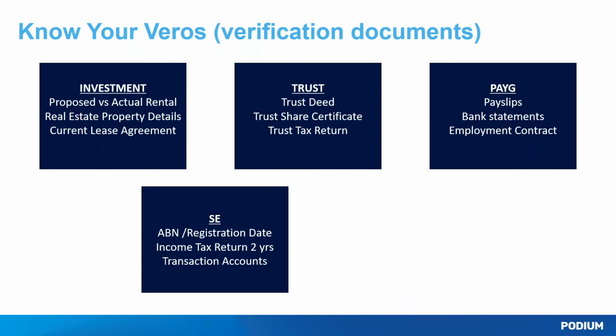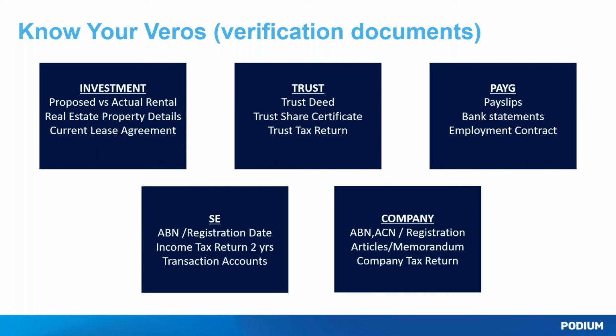Just highlighting again the amount of verification documents that are related to a trust application. What if one of the trust parties is a company? Then there's another level of verification documents that you're going to need. You're going to need the ABN number and the ACN number, so that would be the Australian business number and the Australian company number, your registration details.